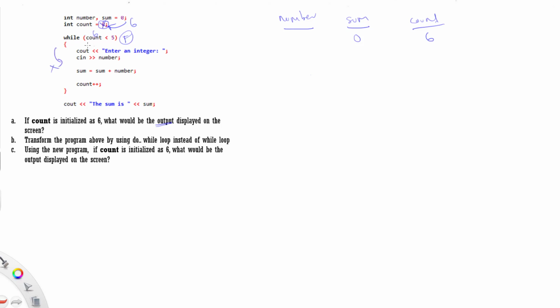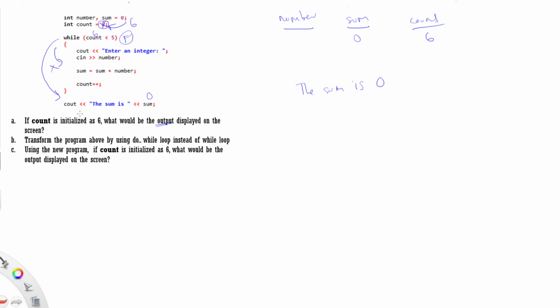Since we can't go inside, it means that a while loop doesn't have to go inside every single time. This is what I'm telling you here. With a while loop, the loop can be executed 0 or more times. It depends on the condition here. If it's false, it will not enter this loop, and it will go straight onto this line right here. So the output would be the sum is 0. This is what we get if the count is initialized as 6.